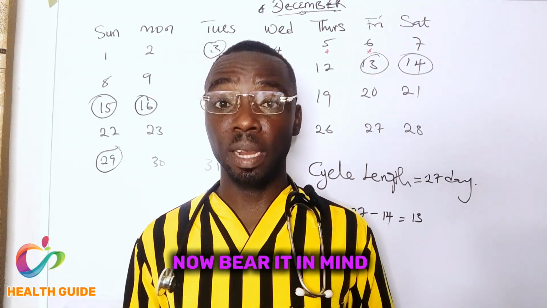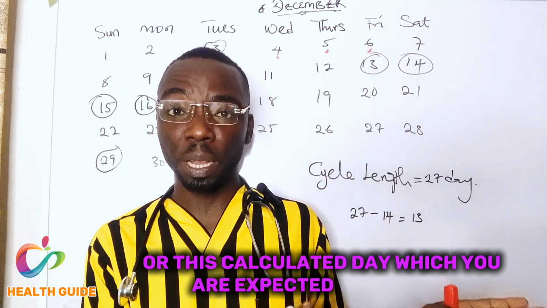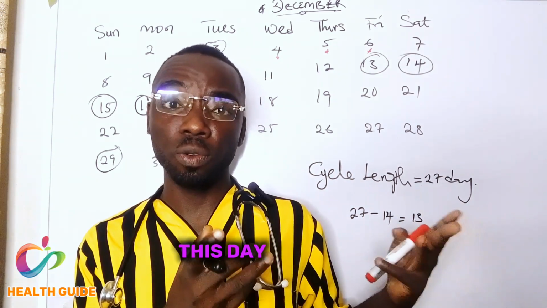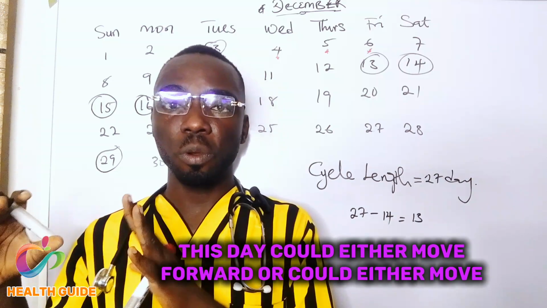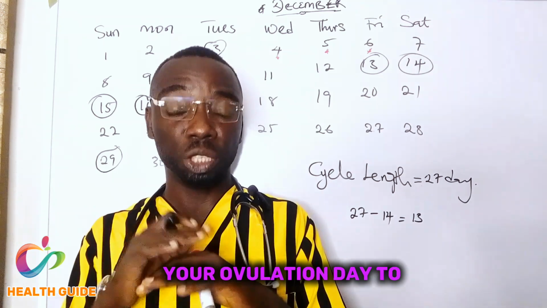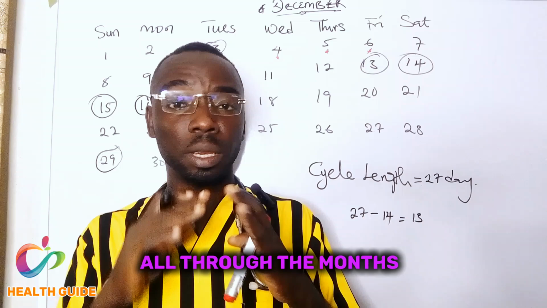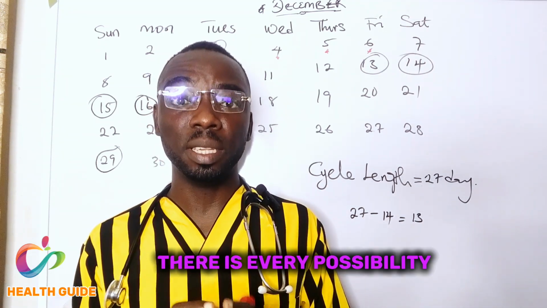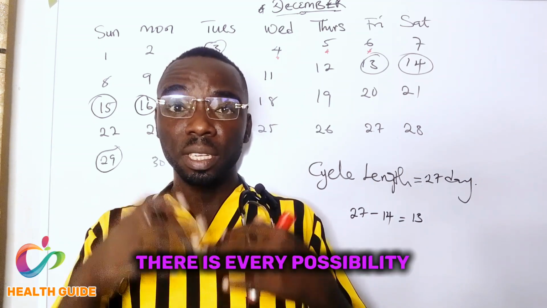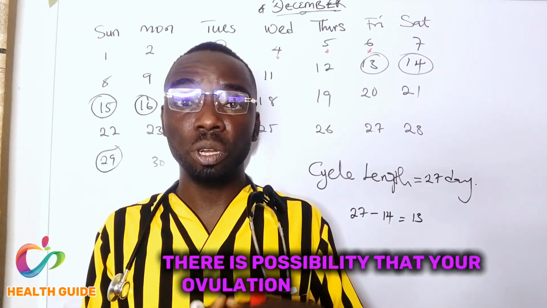Now bear in mind that this calculated day of ovulation is just an estimation. This day could either move forward or move backward. It means that there are some factors that can cause your ovulation day to change. It is not compulsory that it must remain the same all through the months. Like when you gain weight, there is every possibility that your day of ovulation can change. When you lose weight, the day of your ovulation may change too.